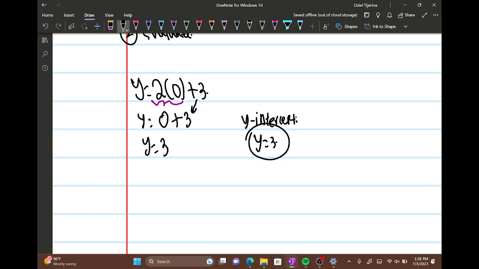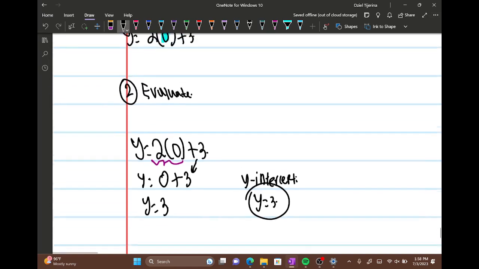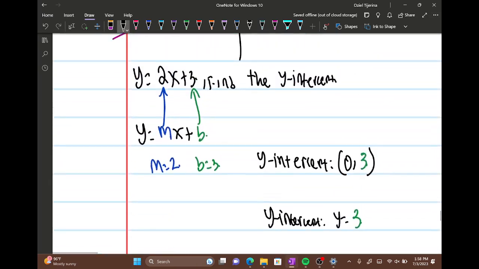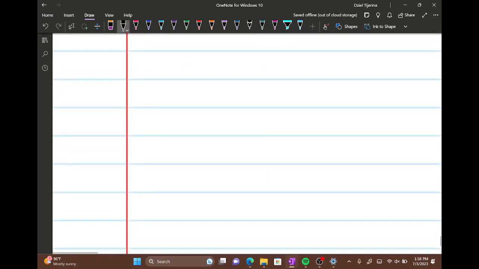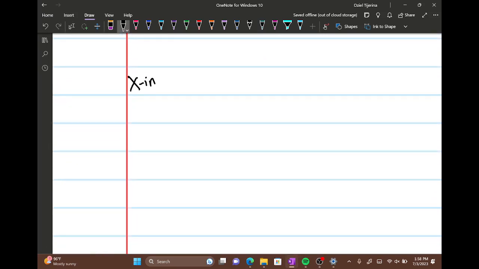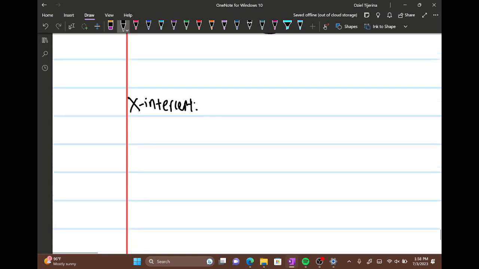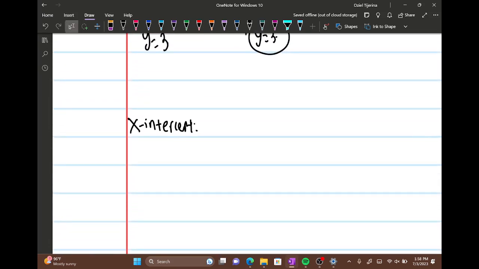Always remember, guys, when they say x and y-intercept, y-intercept is when x is equal to 0. X-intercept is when y is equal to 0. So now let's do my x-intercept. Now x-intercept, there's only one way to do it. So x-intercept is when y is equal to 0.